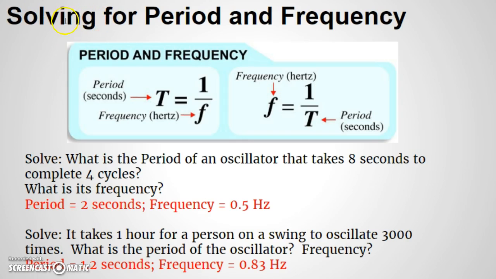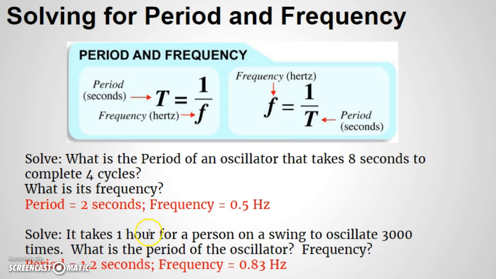So here we're going to solve for period and frequency. What is the period of an oscillator that takes 8 seconds to complete 4 cycles? What is its frequency? Well, let's see. Period is going to be 2 seconds. If it takes 8 seconds to go through 4 times, 8 divided by 4 is 2 seconds. The frequency is going to be 1 divided by 2 seconds, so 0.5 hertz.